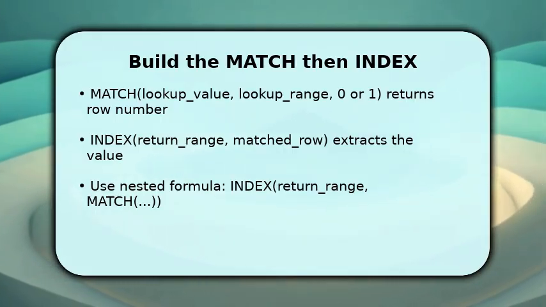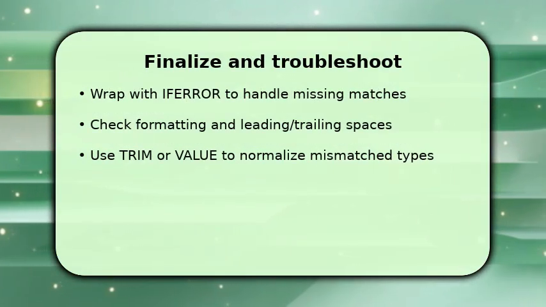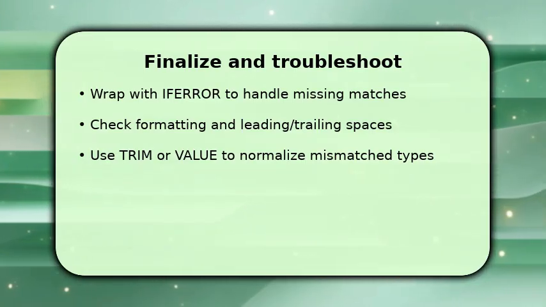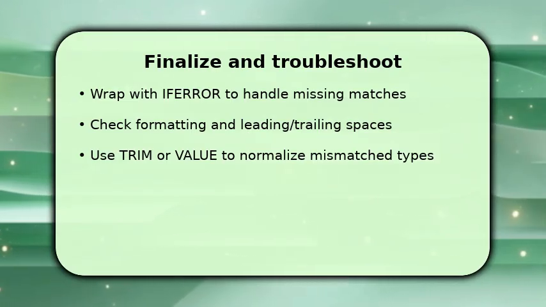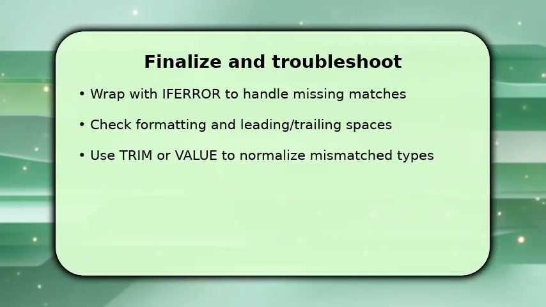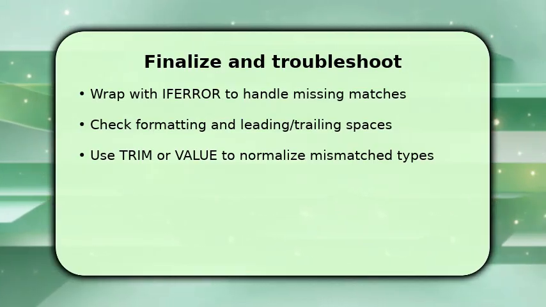You finish by copying the nested INDEX MATCH formula across your target cells and locking ranges so copying behaves predictably. Make sure cell formats match. Text versus numbers often causes failures, so normalize with VALUE or TEXT when needed. If results show #N/A, use IFERROR to provide a friendly message. If wrong rows appear, verify the match type and sorting. One quick troubleshooting tip: trim spaces and check data types. Most errors stem from mismatched formatting.